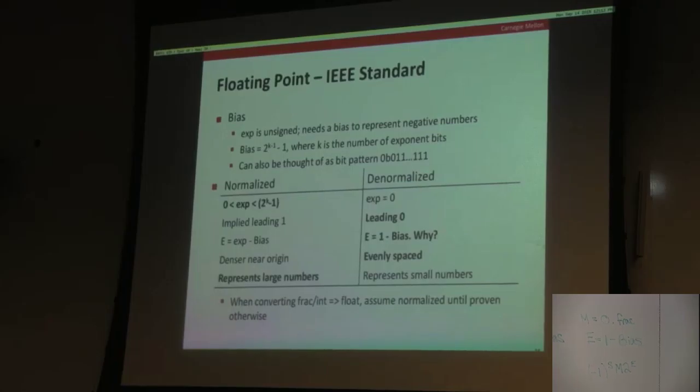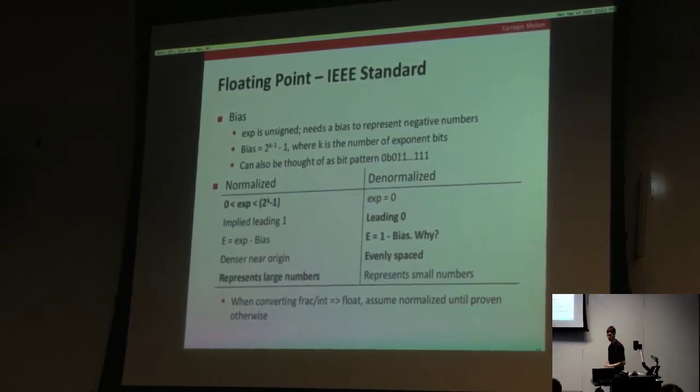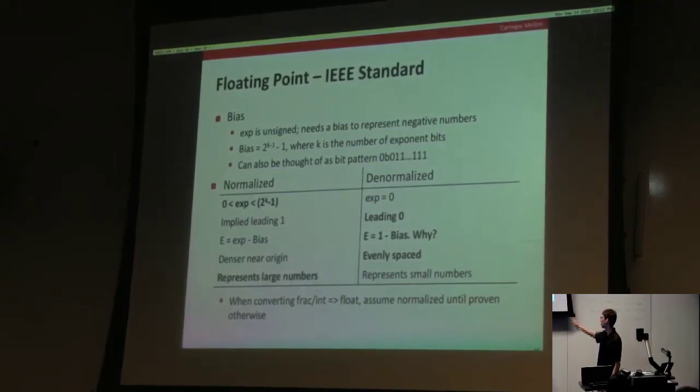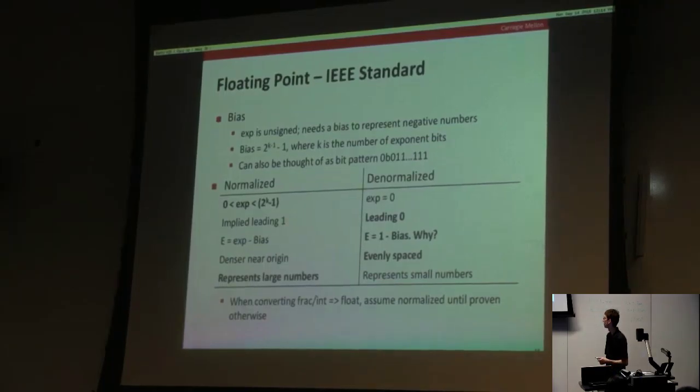So yeah, the normalized numbers are large numbers, large in either extreme, numbers of large magnitude. And the denormalized numbers are the ones close to 0. Whenever you're doing conversions between ints and floats, assume there is going to be a normalized number until you have reason to believe that it's not, because most of them are. There's more normalized than denormalized.